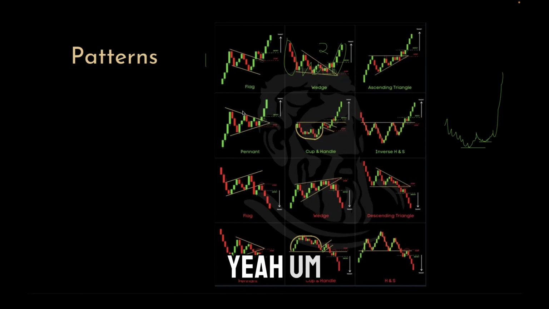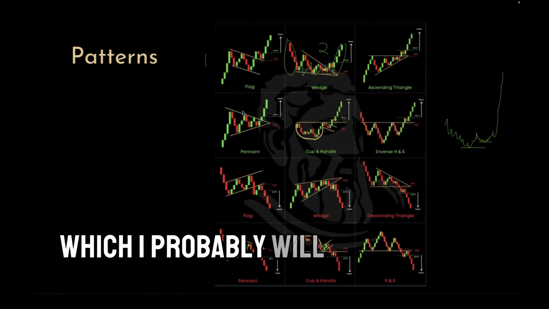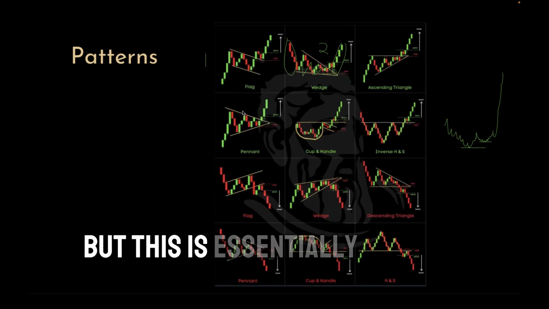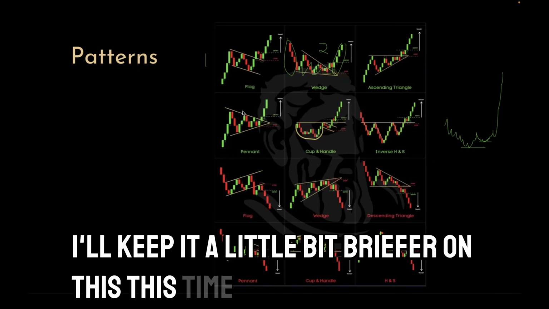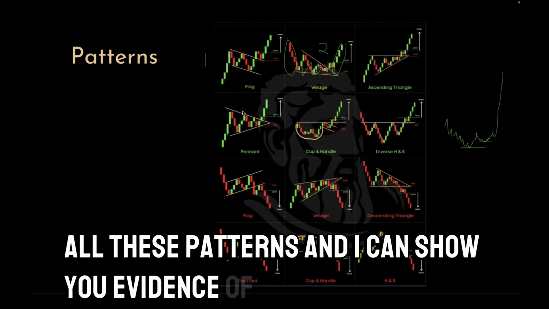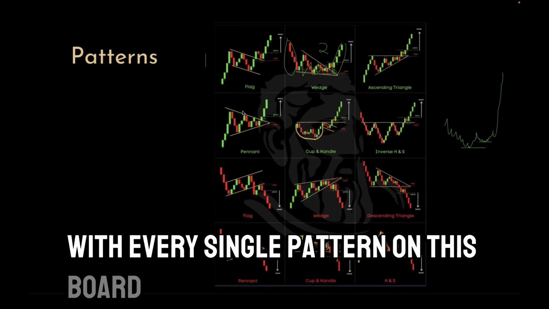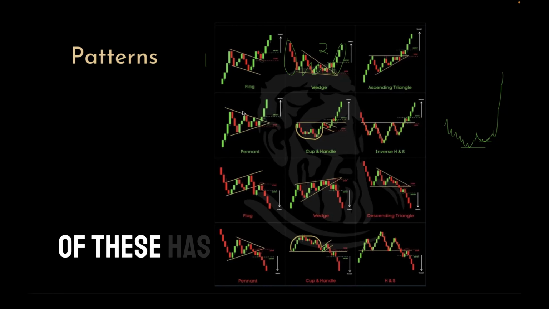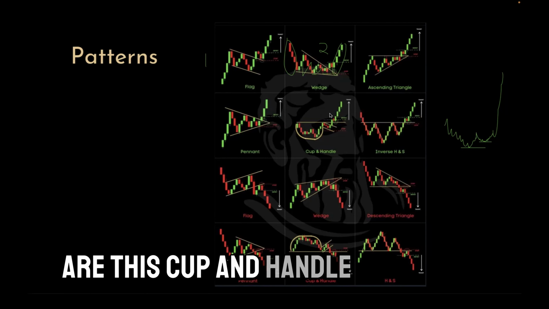My favorite patterns, guys, and I could do a whole class on patterns alone, which I probably will for you guys eventually, but this is essentially what I'd start that class with. So I'll keep it a little briefer this time, but we can dive so deeply into all these patterns, and I can show you evidence of stocks that I've traded with every single pattern on this board, and how I've traded them. So I'd love to have a class where I psychologically walk you guys through each of those. Some of my favorite patterns, honestly, are this cup and handle here.